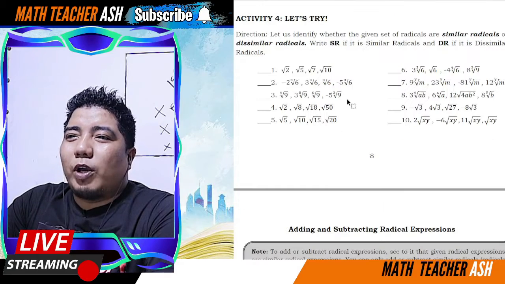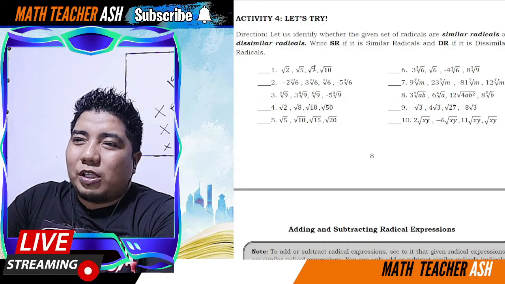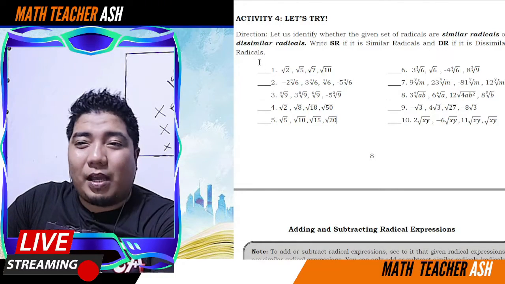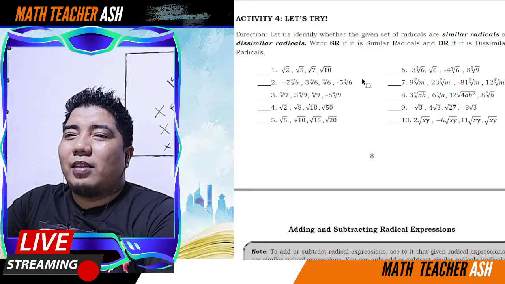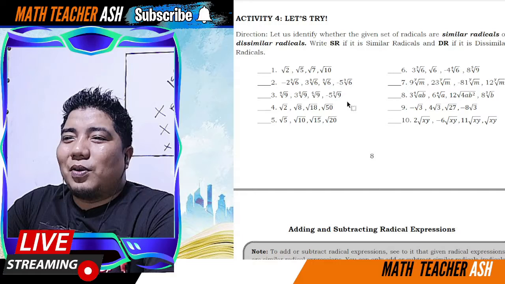So we have here square root of 2, square root of 5, square root of 7, and square root of 10. Of course, si 2, si 5, si 7, and si 10, hindi mo na kaya niyang biyakin. So they are not the same. And so we can say that they are dissimilar radicals.